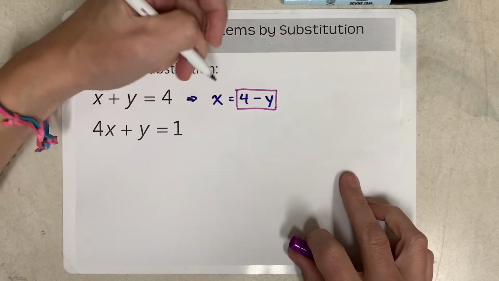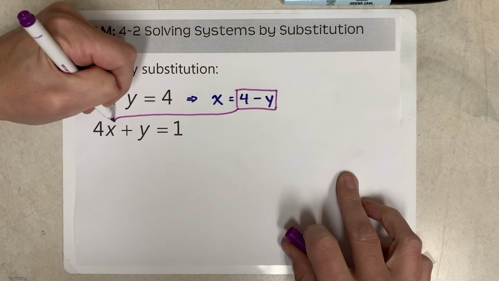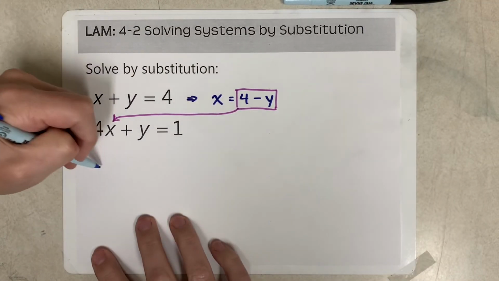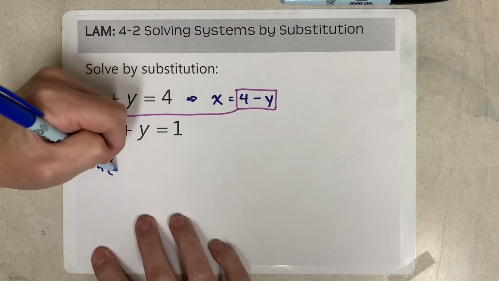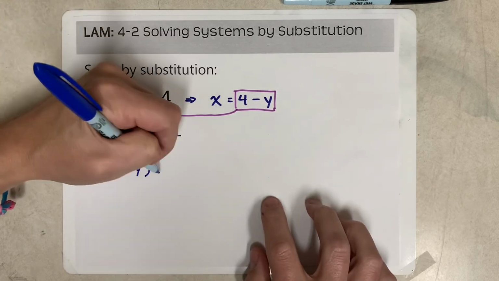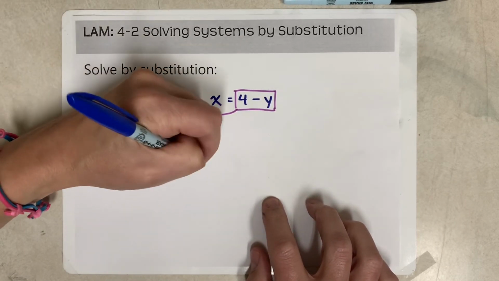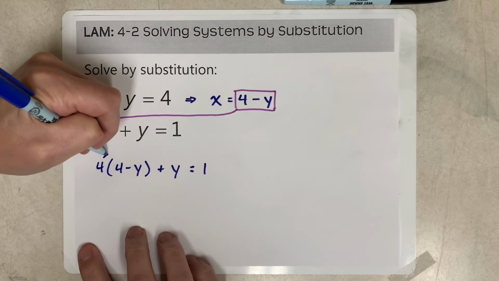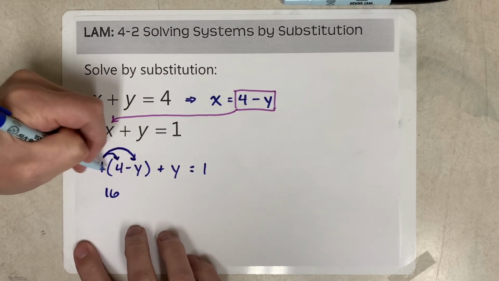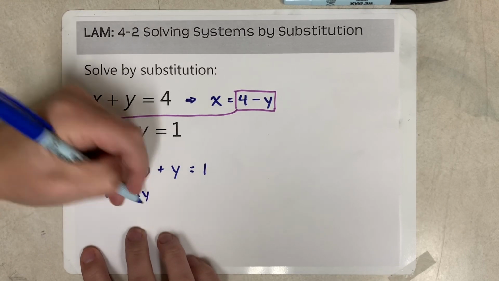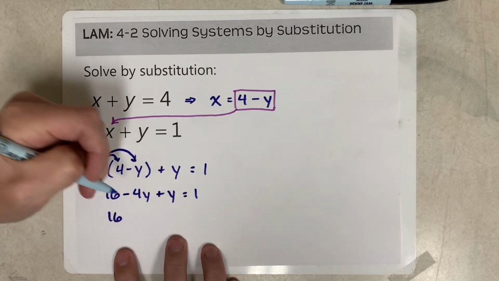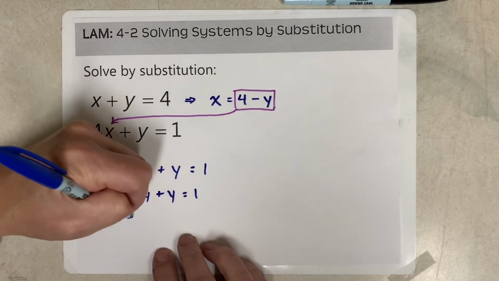Okay, by substitution, we now take all of this for x, and we plug it in for the x in the other equation right there. All right, so 4 times, not x anymore, but 4 minus y, because that's what x equals, plus another y equals 1, and we just have to solve this equation. Distribute. 4 times 4 is 16. 4 times negative y is negative 4y. Plus y is equal to 1. 16, negative 4y and 1 make negative 3y.